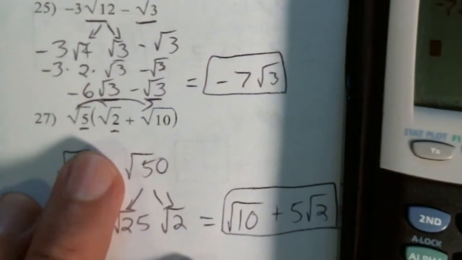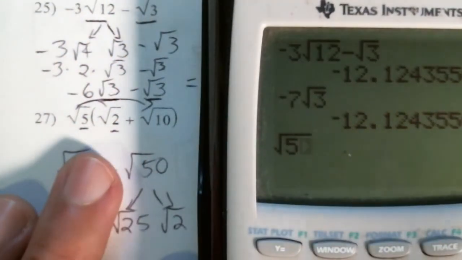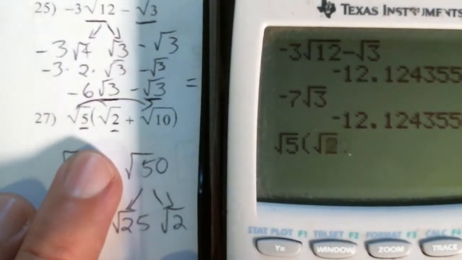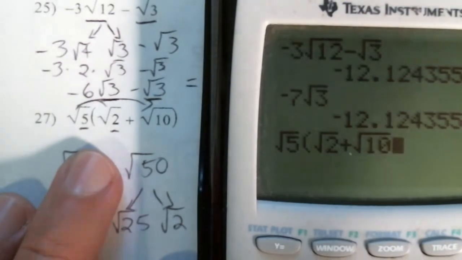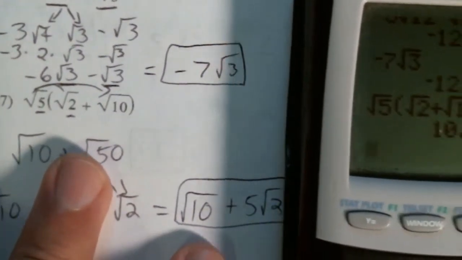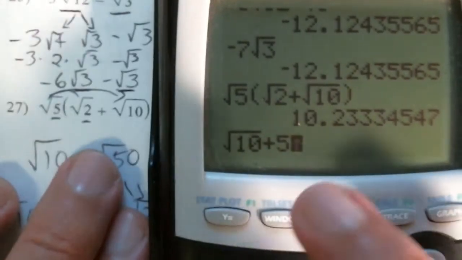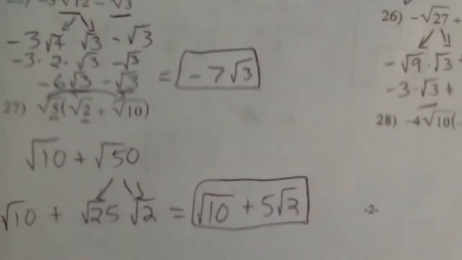Okay, let's check that. This will be the last one I check. Type it in exactly the way you see it. Root 5, move my cursor over, parentheses root 2, move my cursor over, plus root 10, move my cursor over, and then parentheses. Okay, fine. We say that's root 10 plus 5 root 2. Root 10 plus 5 root 2. What a wonderful feeling.